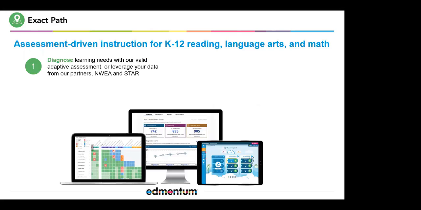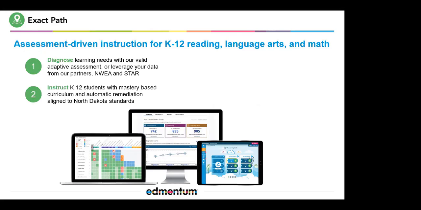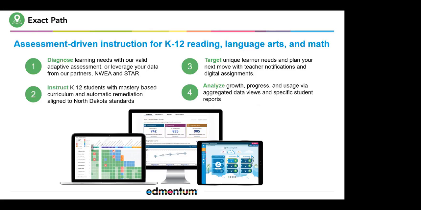Now, this is a quick snapshot of how it works. First, the diagnostic. We have diagnostics in math, reading, and language arts. But for schools that use NWEA or STAR assessments, we can pull in that data automatically. Step 2, that data is then used to put students in a learning path at their level. It teaches them, it remediates them when they need help, and it's aligned to North Dakota standards. Steps 3 and 4, great data means that teachers can target intervention, help students when they need it, and make data-driven decisions on how to move forward with instruction.